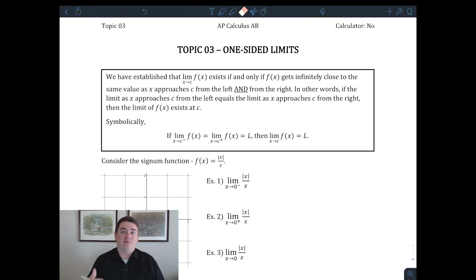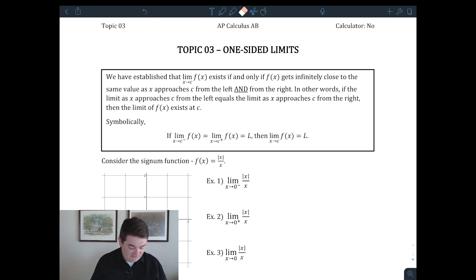Hey, welcome back. In the last two topics, we've been introduced to limits. We know how to find limits graphically, we know how to find them using a table, and we know how to find them algebraically. Today, in topic 3, we're going to be talking about one-sided limits, which means instead of looking at the left behavior and the right behavior and making sure they match up, we're going to be looking at either the left or the right by itself.